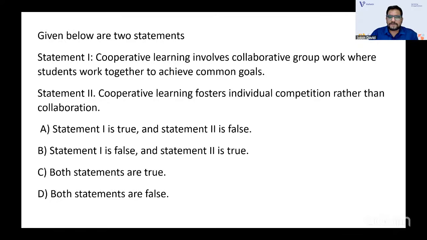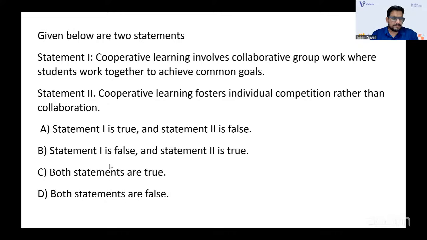Statement 1: cooperative learning involves collaborative group work where students work together to achieve common goals. And statement 2: cooperative learning fosters individual competition rather than collaboration. So what can you have? The answers: is it 1 is true, 2 is false; 1 is false, 2 is true; both are true; or both are false? Which one will you go with?